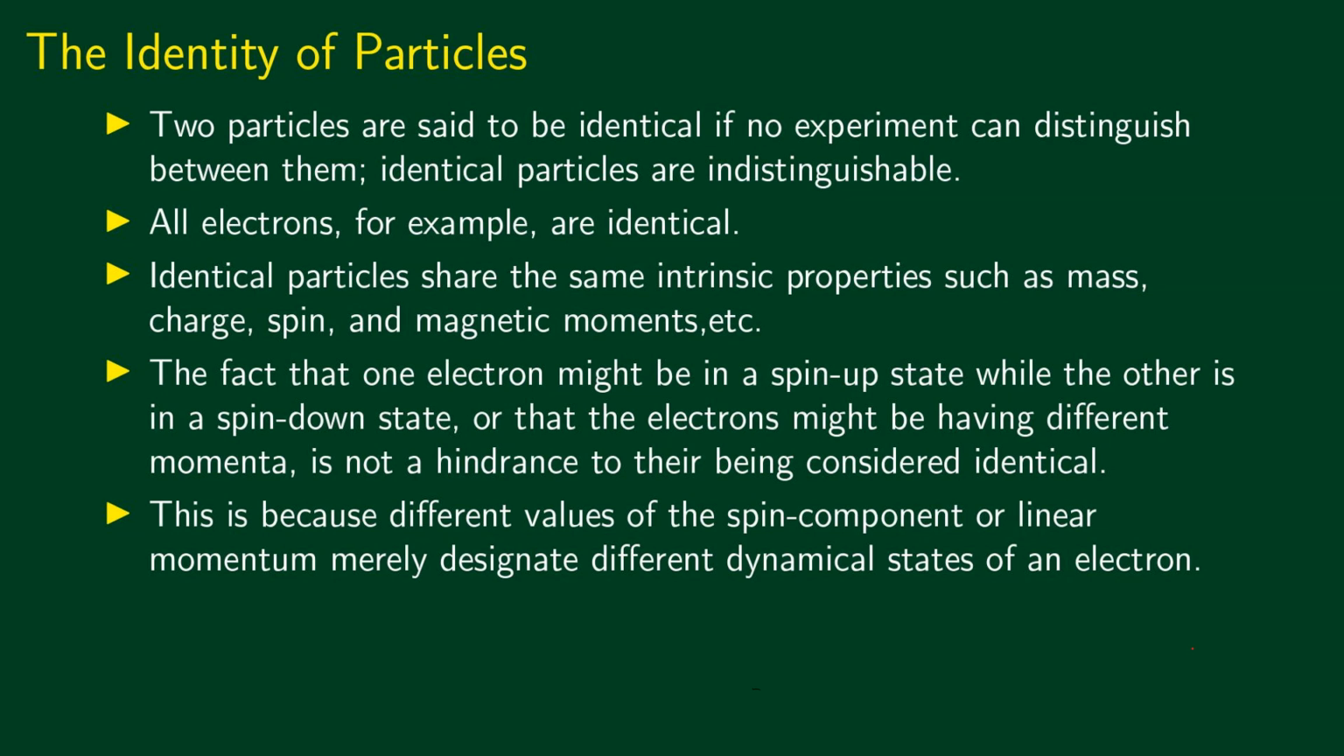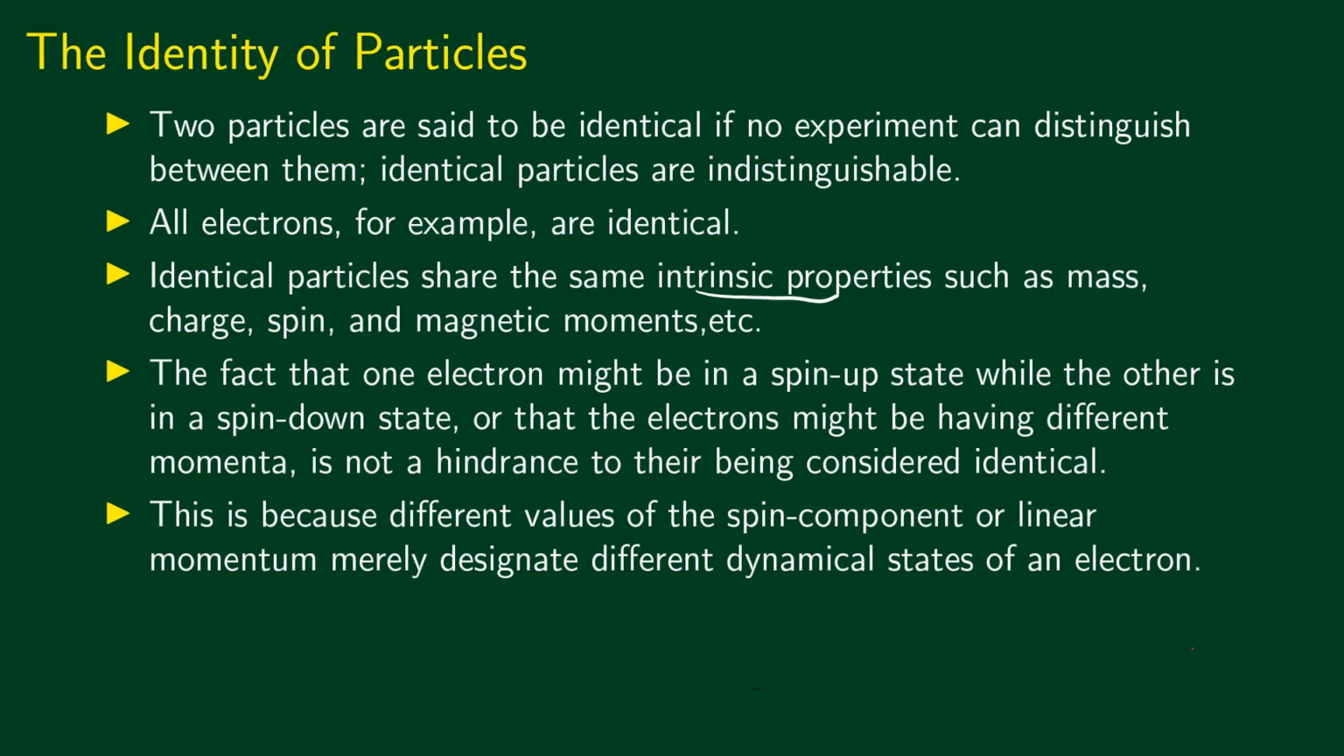And all identical particles share the same intrinsic properties, for example, mass, charge, spin, magnetic moments, etc. These are the same for all identical particles. If any of these were different, we could distinguish them experimentally. All electrons, for example, are identical. All electrons have the same charge, the same mass, they are all spin half, etc.